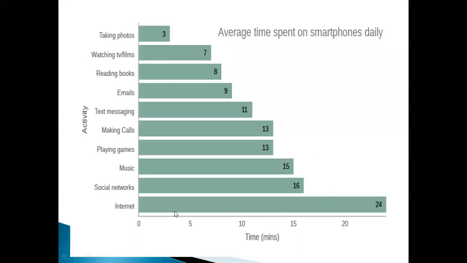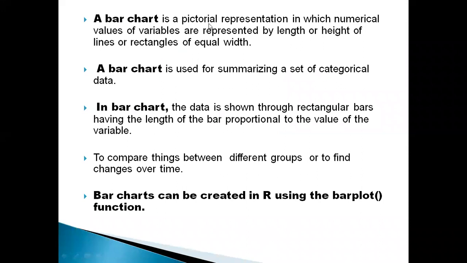In this image, you can see, because in our day-to-day life we are students, the average time spent on smartphones daily. The X-axis is labeled with time in minutes and the Y-axis is labeled with activity. What are all the activities? Taking photos, watching films, reading books on mobile, checking our mails, messaging, calls, playing games, music, social networks, and then internet.